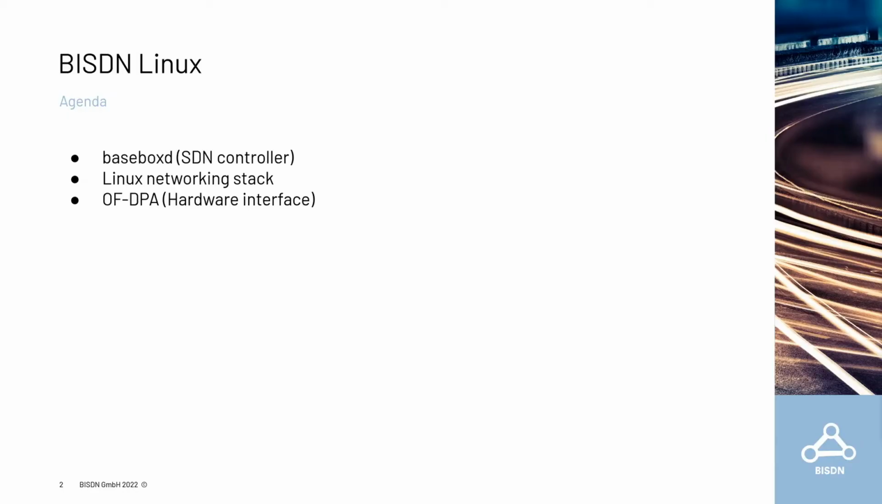BISDN Linux ships with an SDN controller called BaseboxD. In this video, we're first going to give you a short introduction to how our controller works. We'll start by showing you how it integrates with the Linux networking stack, and then we'll show you how it communicates with the switch hardware using OpenFlow. We'll go into depth on the components that make up BISDN Linux and show what each individual component does.